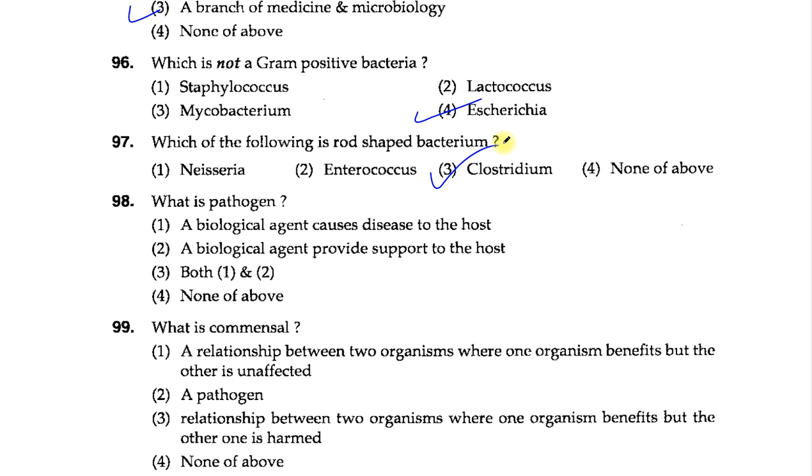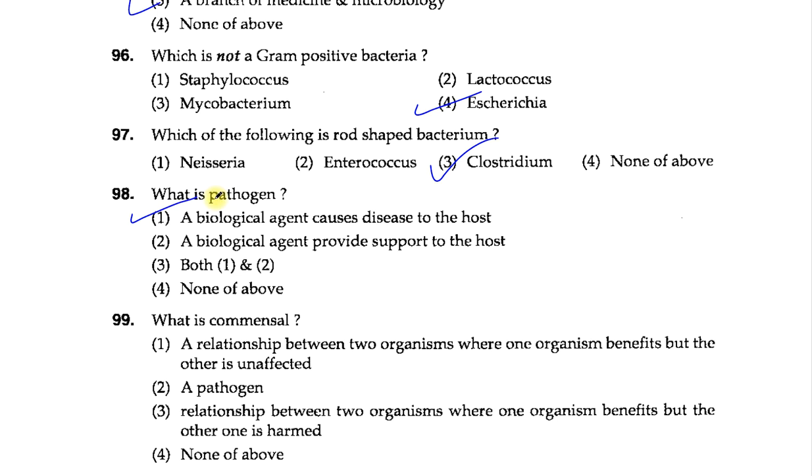Question number 98. What is a pathogen? 1. A biological agent that causes disease to the host. 2. A biological agent that provides support to the host. 3. Both 1 and 2. 4. None of the above. The option 1, a biological agent that causes disease to the host, is the correct one.